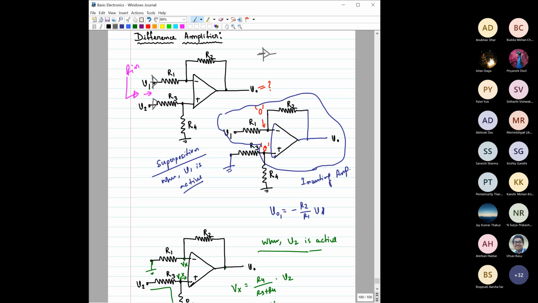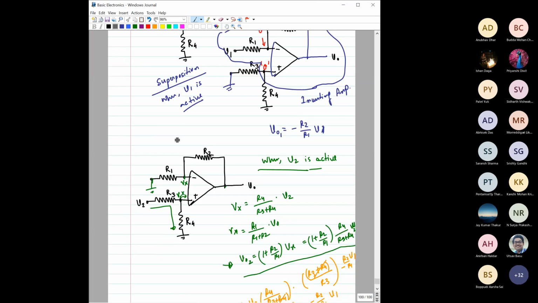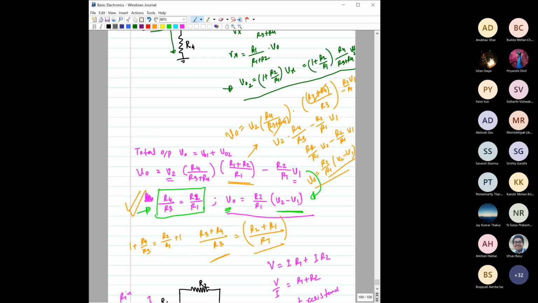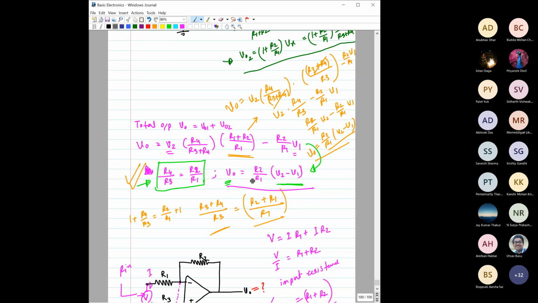However, that might solve the loading effect issue, you are right. But again, the gain would be limited by these resistances, R2 by R1, right? Now, here, if you change R2, at the same time you have to also change R4. So if you have to change the gain, you have to change the magnitude of resistances for different resistors, not by a single resistor.